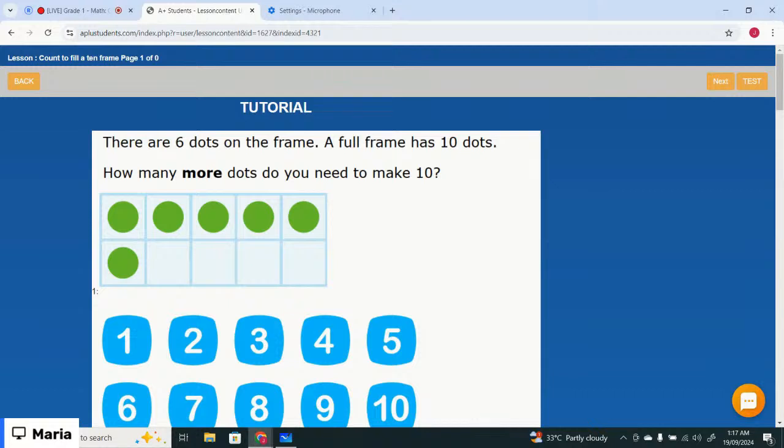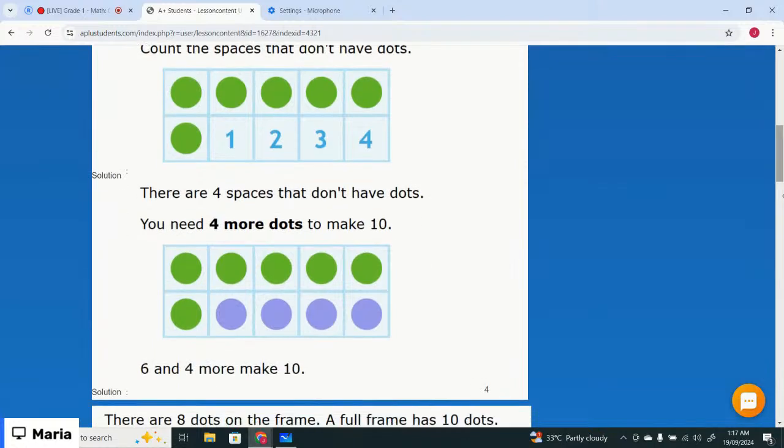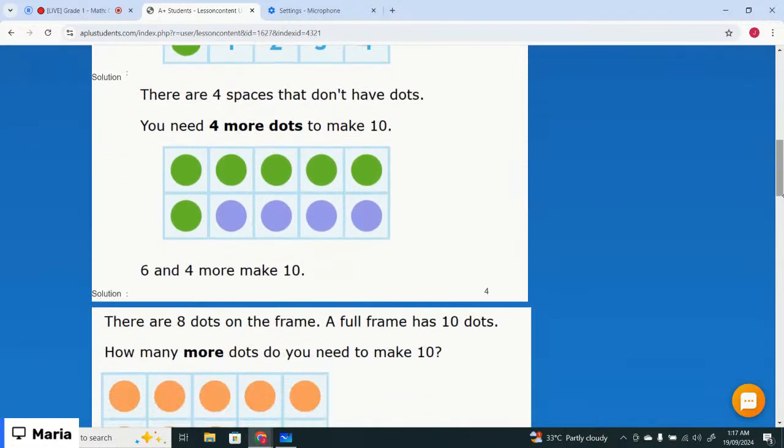That means you need to count those blank spaces, right? So if you count on those blank spaces, you have 1, 2, 3, 4 blank spaces. That means you need 4 more dots to make 10. If you have 4 more dots, that means the frame is full. Got it?